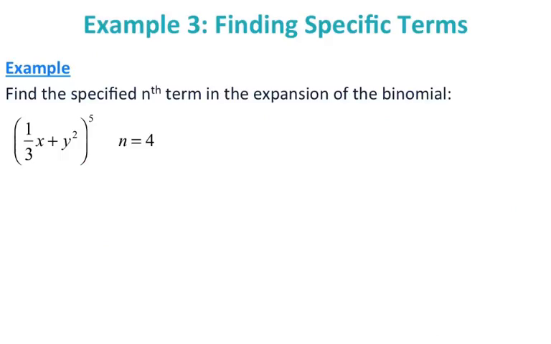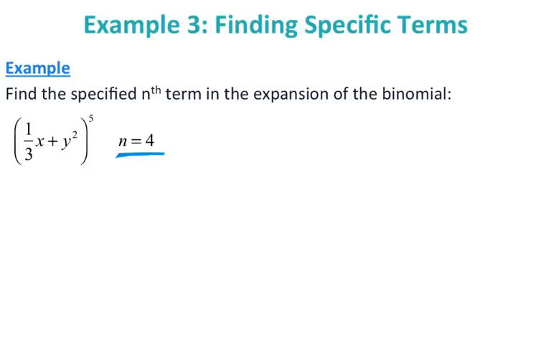Okay. So day 2 is finding specific terms, and when you're finding specific terms, it is very, very important that you recognize what the patterns are. So it's finding the specified nth term of the expansion of the binomial. So in this case, I'm taking 1/3 x plus y squared and raising it to the 5th power. And what I want to do is I want to find my 4th term, because that's what n is.